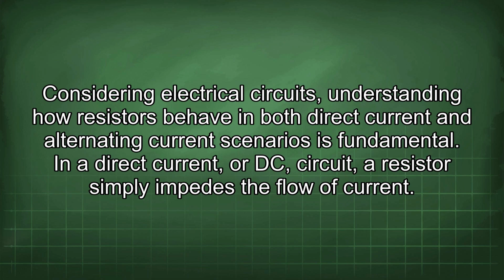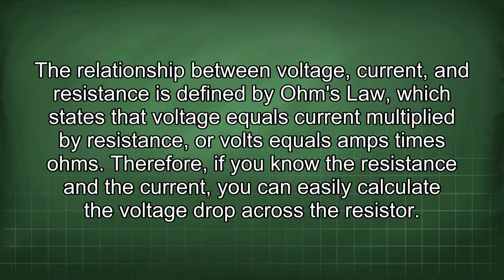Considering electrical circuits, understanding how resistors behave in both direct current and alternating current scenarios is fundamental. In a direct current, or DC, circuit, a resistor simply impedes the flow of current. The relationship between voltage, current, and resistance is defined by Ohm's law, which states that voltage equals current multiplied by resistance, or volts equals amps times ohms. Therefore, if you know the resistance and the current, you can easily calculate the voltage drop across the resistor.